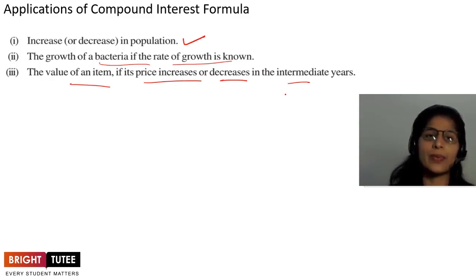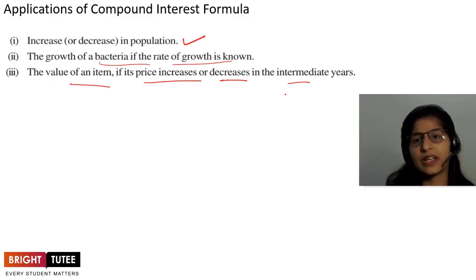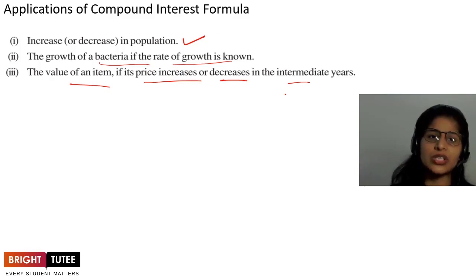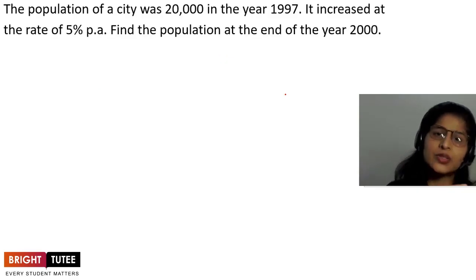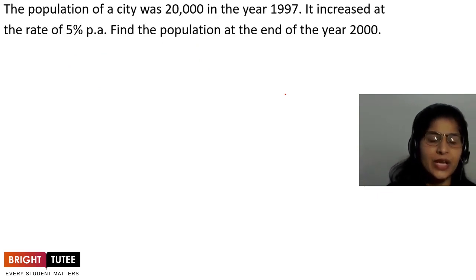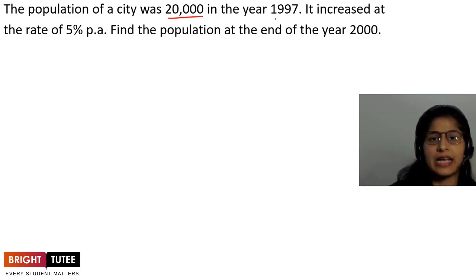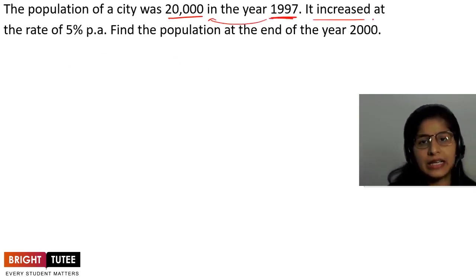So these are some of the basic applications of it. As soon as we practice a lot of statement sums, we will come to know its applications. And let us start some questions which are based on these applications. So here is one question. It is saying the population of a city was 20,000, right? In 1997 the population is 20,000. It increased at the rate of 5% per annum. Find the population at the end of the year 2000.